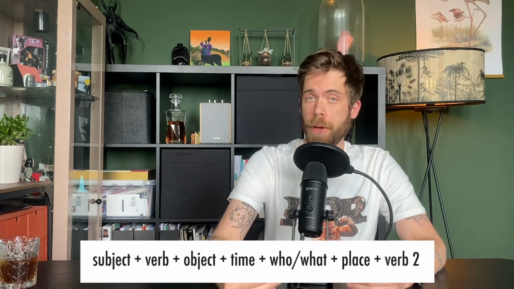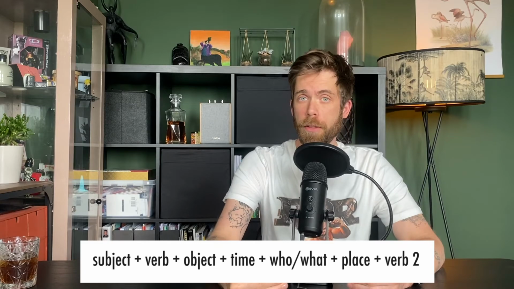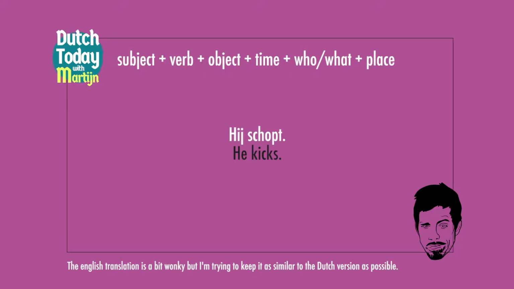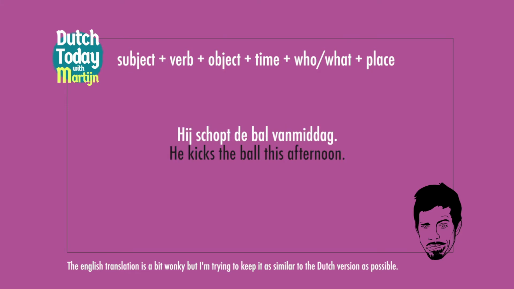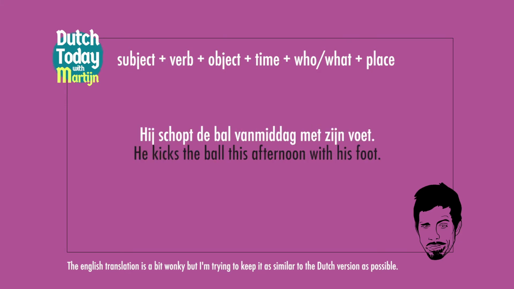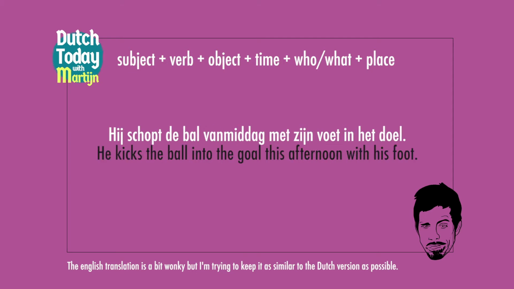But let's build up to a sentence where we use all these parts. Hij schopt. Hij schopt de bal. Hij schopt de bal vanmiddag. Hij schopt de bal vanmiddag met zijn voet. Hij schopt de bal vanmiddag met zijn voet in het doel.